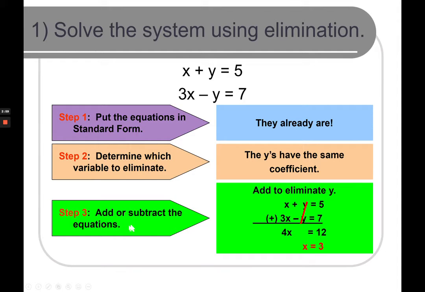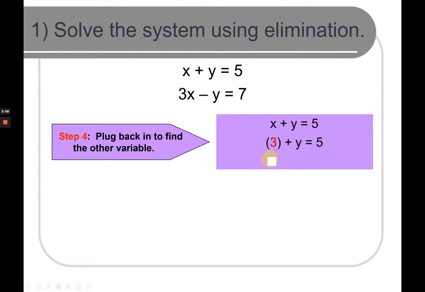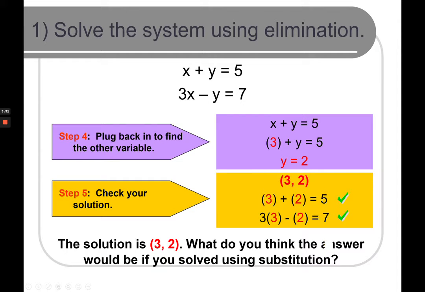Proceeding to step 4, you will find your second variable. X is 3. So what do we do? Of course, we pick the easier equation, and x will be substituted as 3. Then 5 minus 3 is 2, so your y is 2. And we now found both of your variables. To check, again, x is 3, y is 2. So you have 3 plus 2 is 5, that's right. 3 times 3 is 9, minus 2 is 7. Therefore, the solution is indeed 3 and 2.